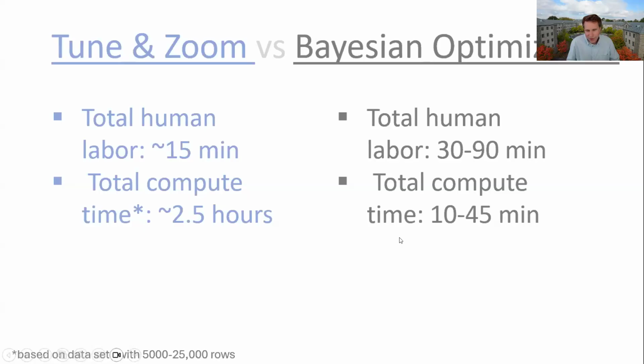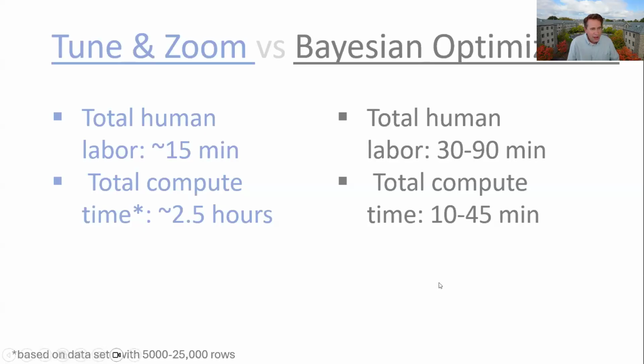Whereas with Bayesian optimization, the human labor is more intensive and really depends on how many times you have to cycle through the Bayesian optimization process. I'm sure that I don't know Bayesian optimization that well, and I'm sure there's ways to automate that. With some scripting, it could be done much more efficiently from a human perspective, no doubt. The total compute time for Bayesian optimization is a lot less.